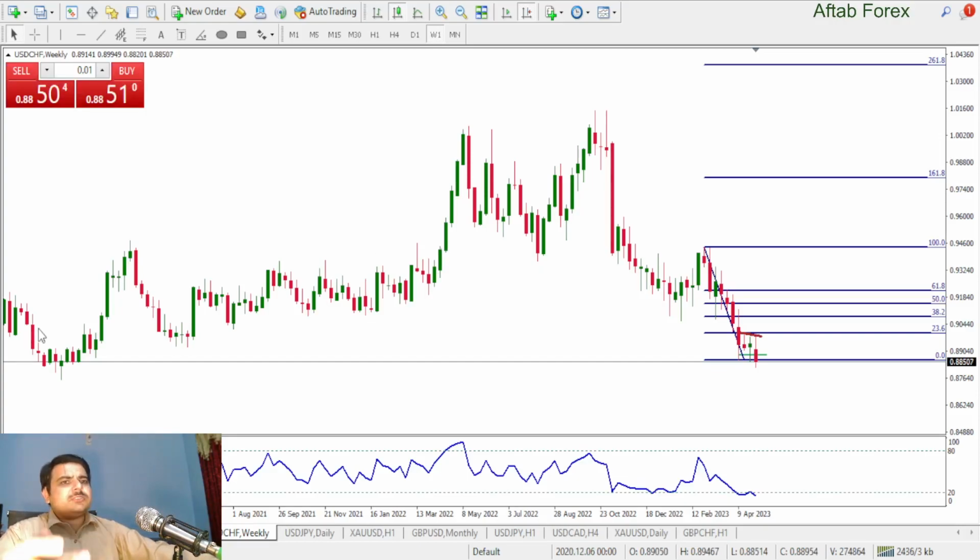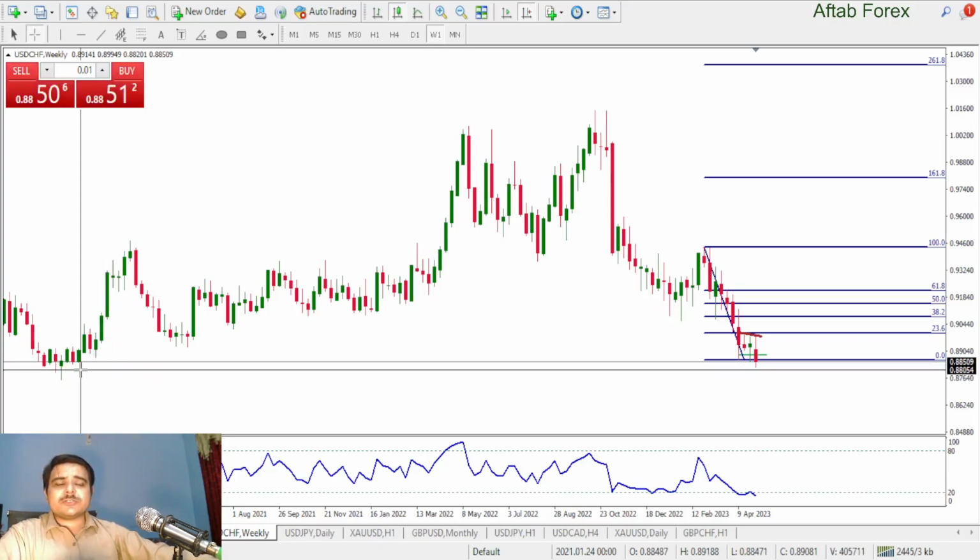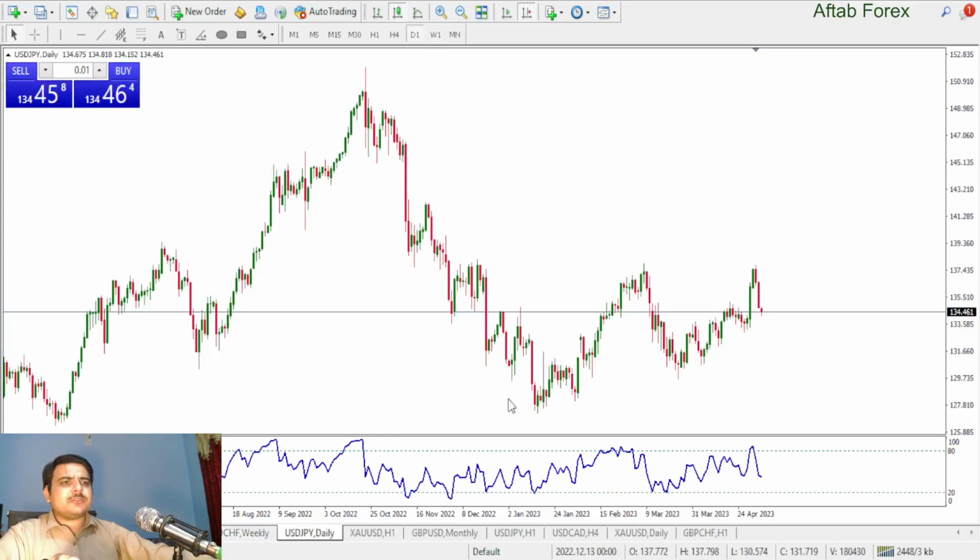So dollar Swiss franc, I'm not going to trade it. Even this resistance support is also not broken. I'm not in favor of it.